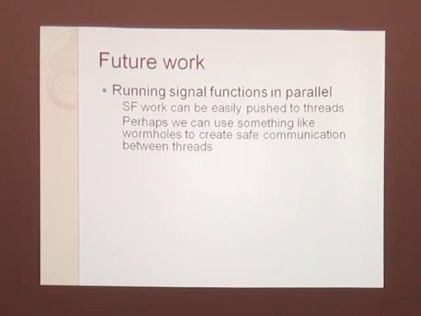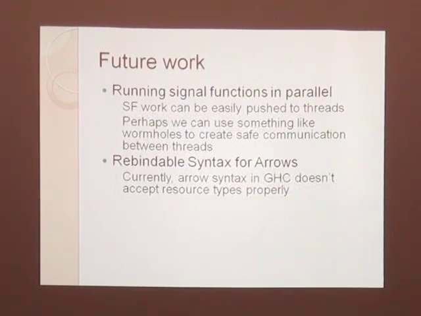And so if we push the work from a signal function out into other threads, then we can use something like a wormhole. I don't know that that's actually thread safe right now, but something thread safe like that, then we can use those resource types to kind of restrict the communication between different threads and monitor it in a really nice way. So I'm going to look into that.